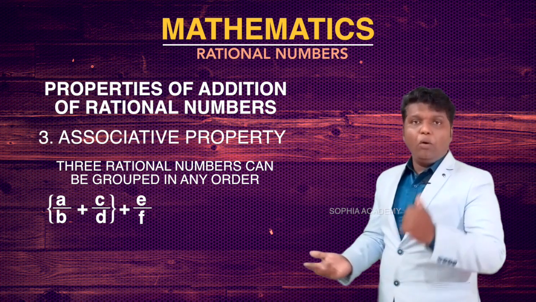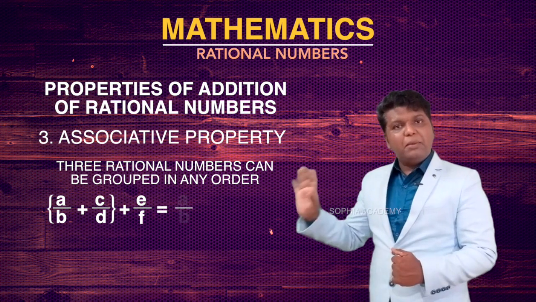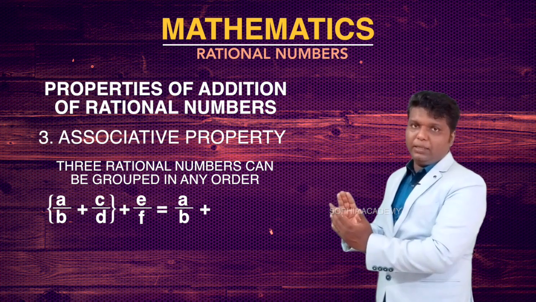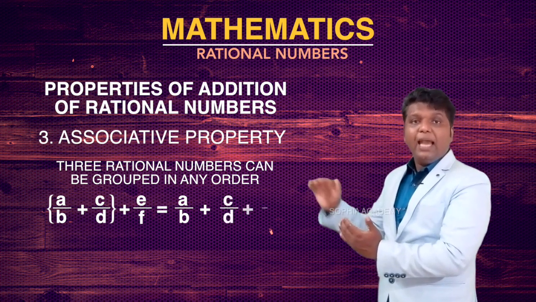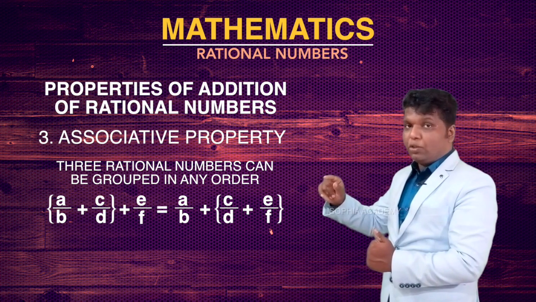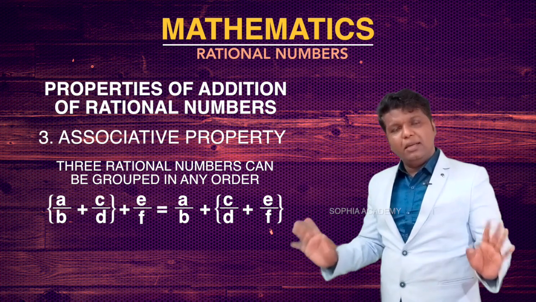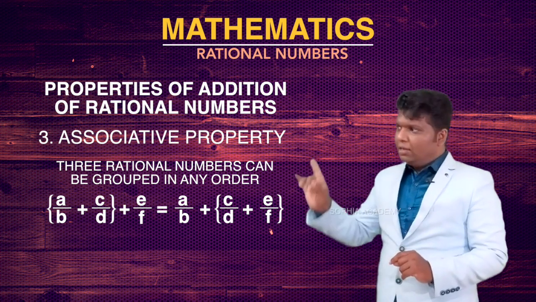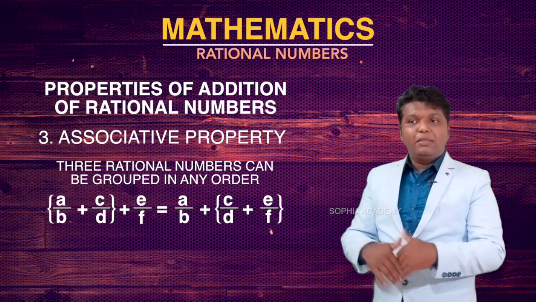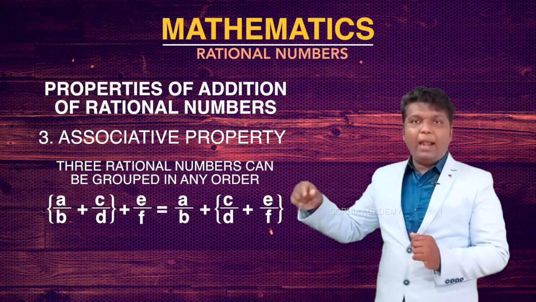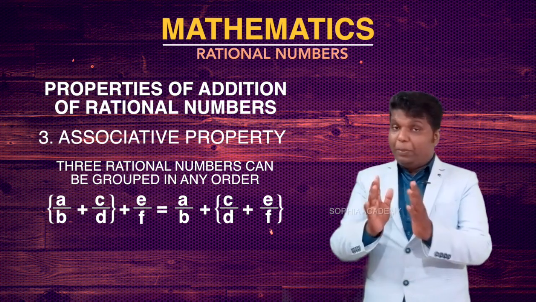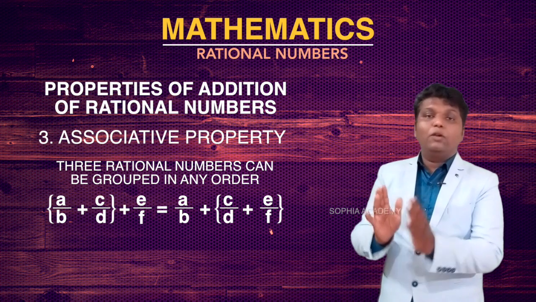Or another way, keep a by b there itself and just group the next two rational numbers together, that means c by d and e by f. Find that solution, and after getting it, add it with a by b. Also, we can take the first rational number and the last rational number, add them together, and then add the middle term to that answer. That means you can change the order by grouping them. In whatever method you want, you can group them together.